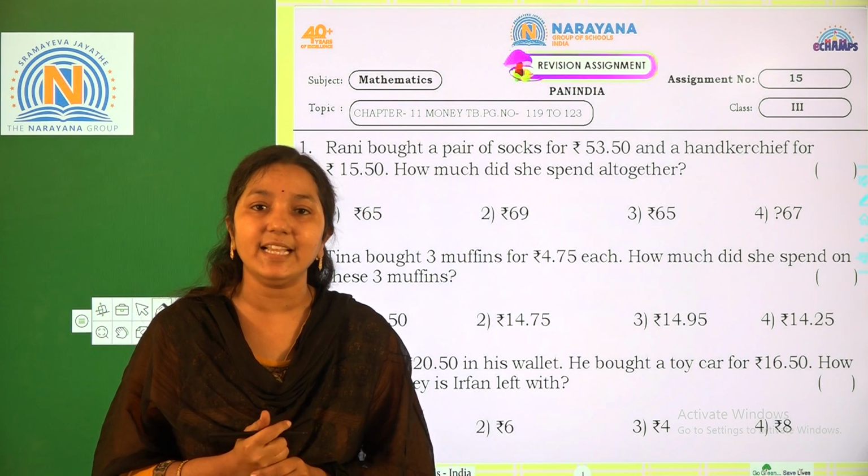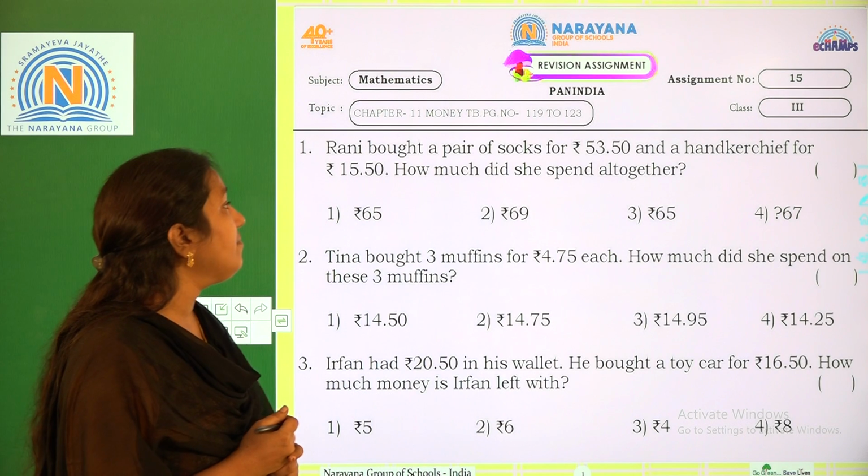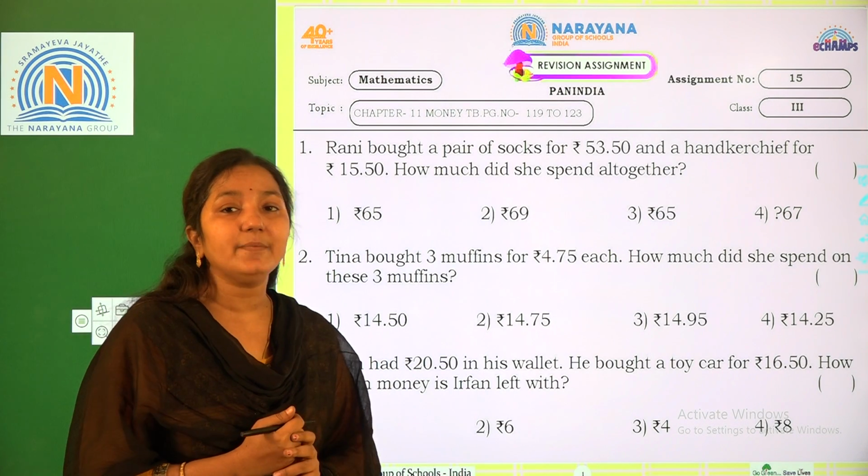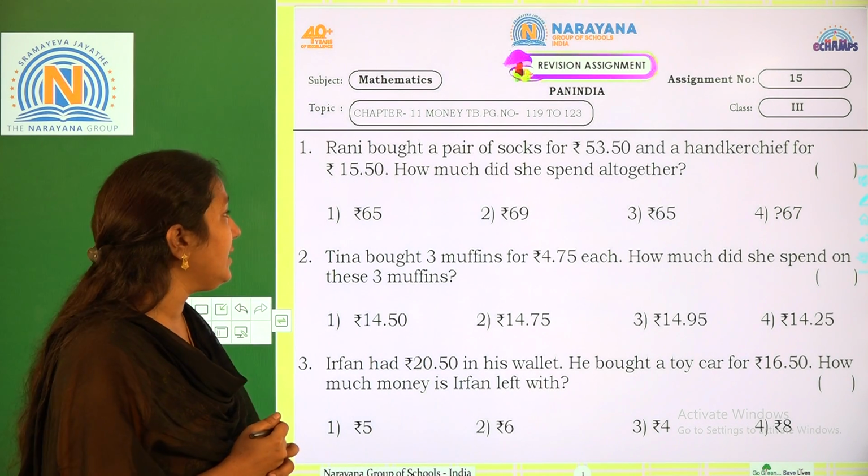Today our revision assignment is chapter 11, Money. You can refer to the textbook, page numbers 119 to 123.